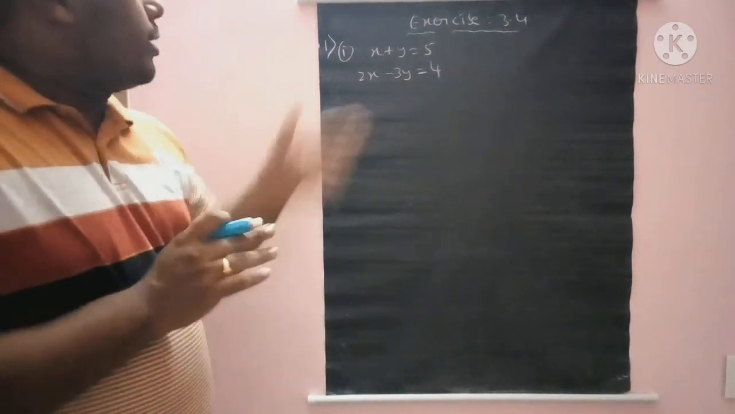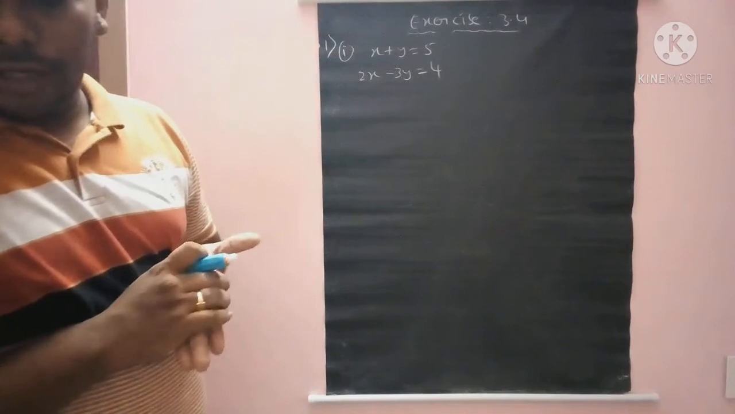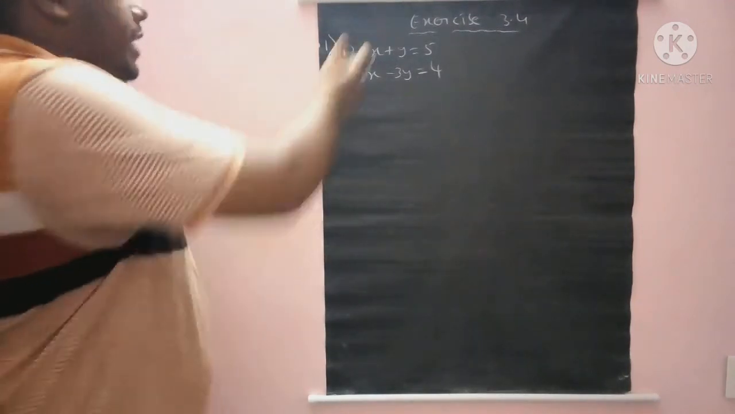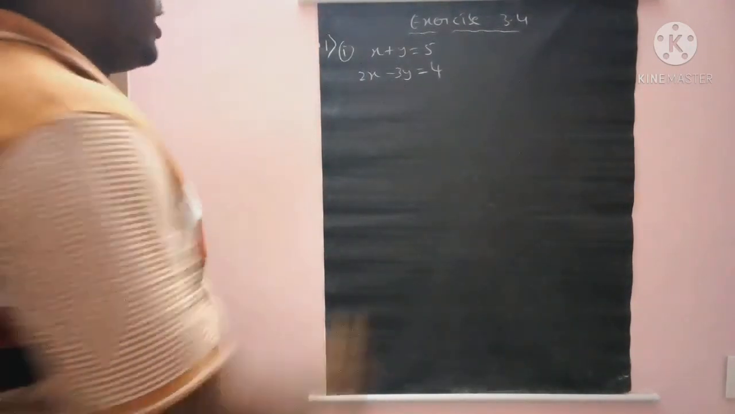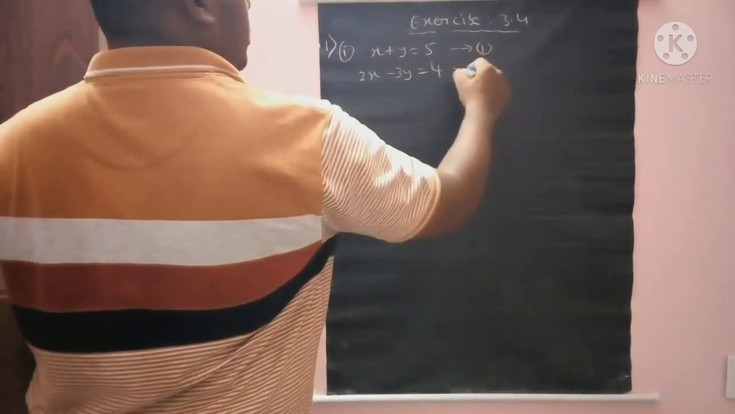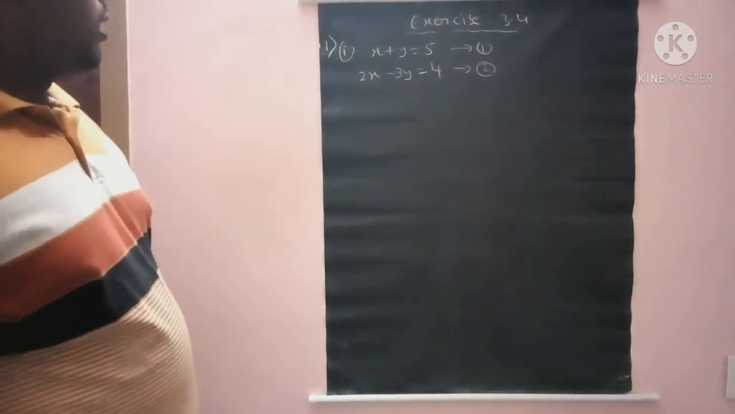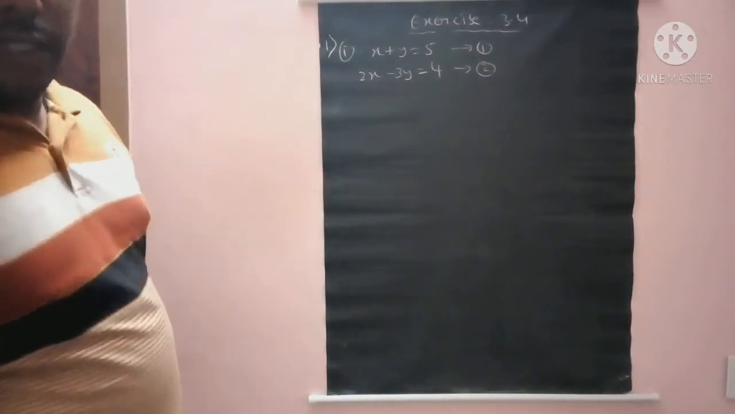So now I'm going to discuss the problems in exercise 3.4. First question. The given equations are x plus y equals 5, 2x minus 3y equals 4. Let it be 1, let it be 2. So now I want to make the x coefficients equal.